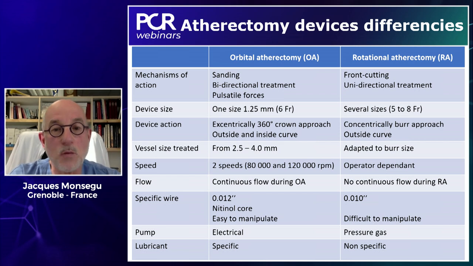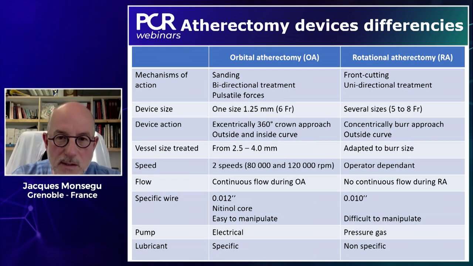Of course, only one size with orbital, very simple. You can work with usually six French. All the lesions could be treated with six French guiding. It's totally different with rotational, with several sizes of burr. And generally, if you want to use a very large burr, it's necessary to use a seven or eight French. The device action is, of course, different, because with orbital it is a 360 degree crown approach.